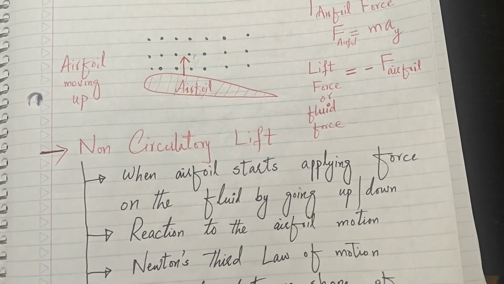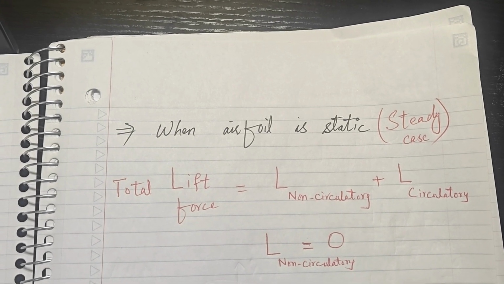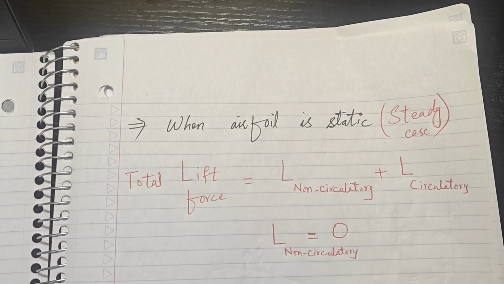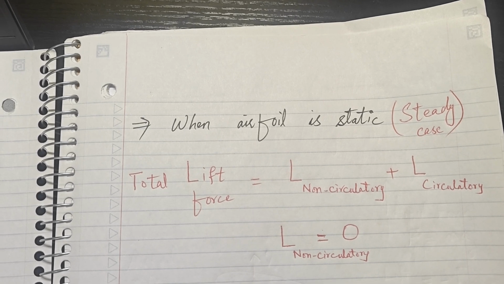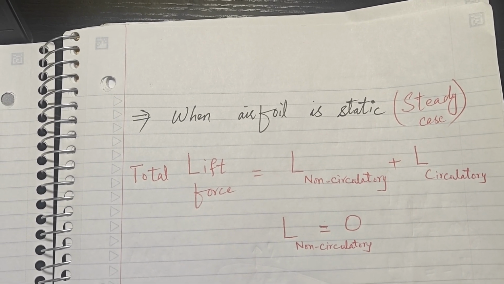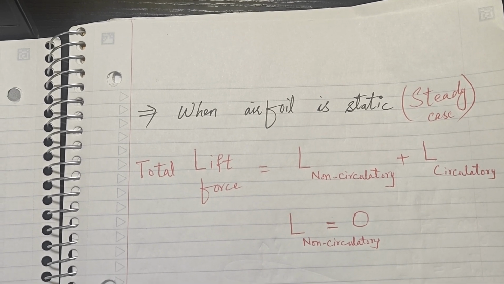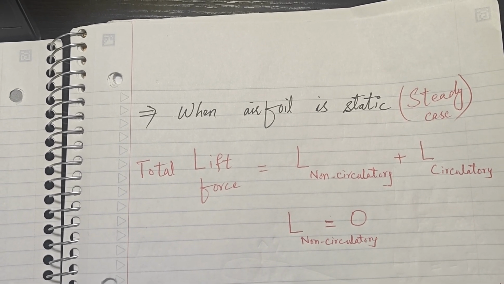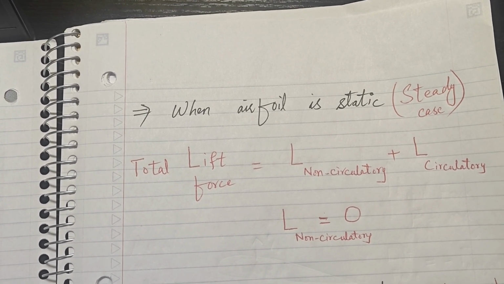In order to sum up this whole thing, when your airfoil is static, that's a steady case, your total lift is basically equal to the non-circulatory lift part and the circulatory lift portion. In the steady case, because the airfoil is not moving, the non-circulatory lift is zero. So the total force comes from the shape of the foil, that is the circulatory lift.